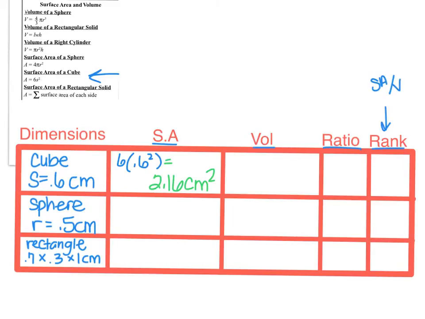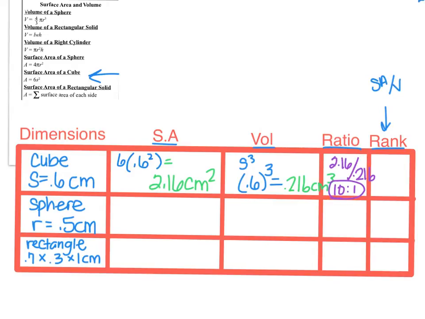Now for our volume, the volume of a cube is basically length times width times height, or side to the third. And so that's going to be 0.6 to the third, and that's going to give us 0.216 centimeters to the third. So the ratio of surface area to volume for our cube is going to be 2.16 over 0.216, which gives us a ratio of 10 to 1. So there is our cube.